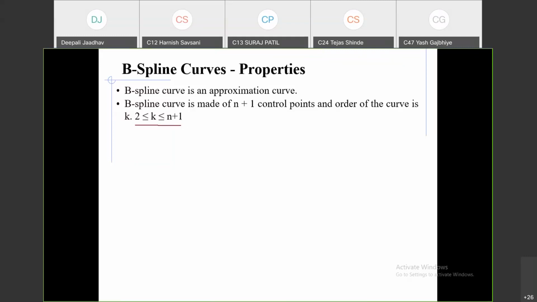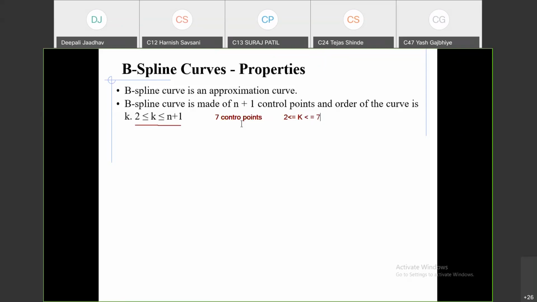If there are 7 control points, then what is the value of k? The value of k is greater than or equal to 2 and less than or equal to n plus 1, where n plus 1 is the number of control points. So k is between 2 and 7. k may be 2, k may be 3, k may be 4, k may be 5, etc.